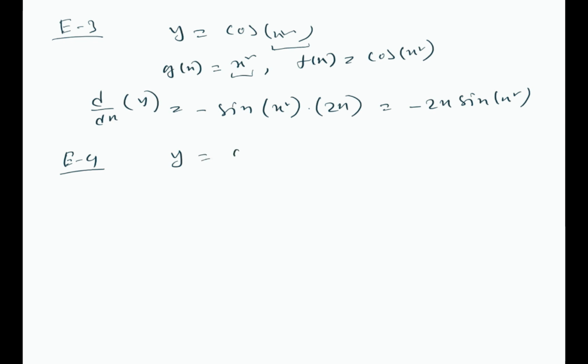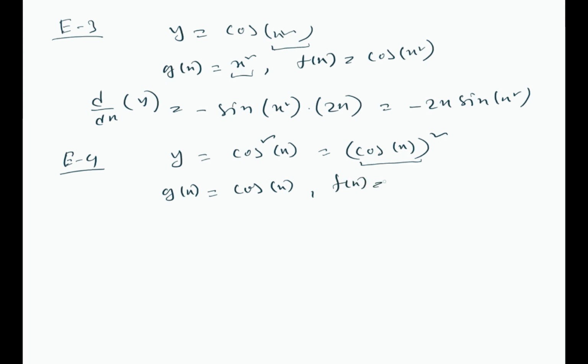Function for example 4 is cos of x all to the power 2. We can write it as (cos x)^2. They are the same thing. So our inner function here, this is our base, so take it as the inner function. So g of x is equal to cos of x, right? And our outer function, which is f of x, is the original function, this is cos of x all to the power 2.